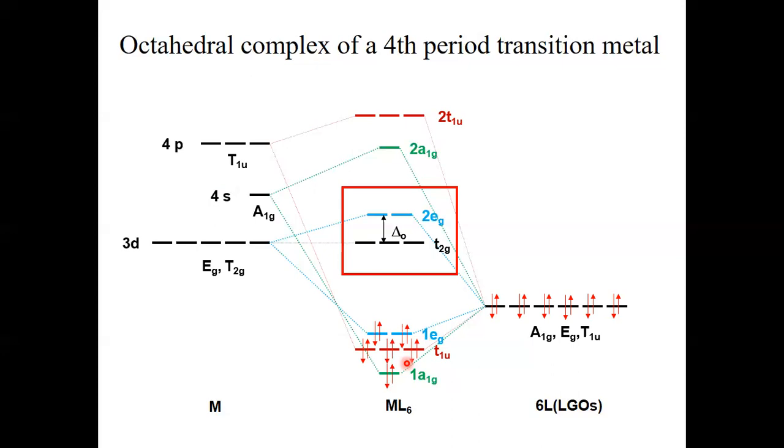So from that, you can see that the ligand field theory can explain both the number of bonds, it can explain the octahedral shape, it can also explain magnetism, and it can explain optical spectra through the size of the delta O in the spectrochemical series, similar to the crystal field theory.